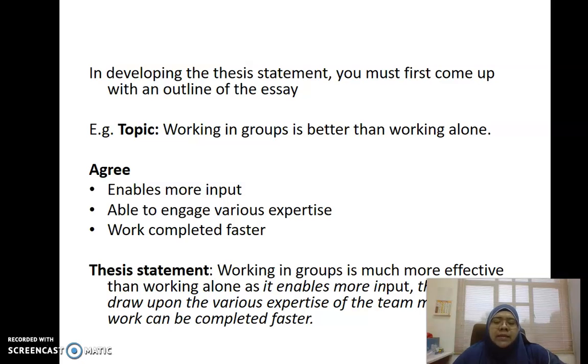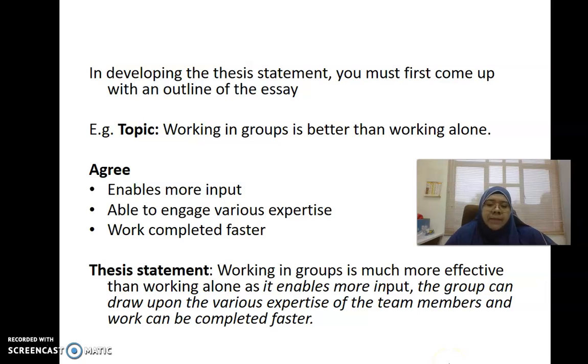For other examples, in developing the thesis statement, you must first come up with an outline of the essay. You need to know the content, I mean the points. For example, the topic: working in a group is better than working alone. If you agree with the topic, you need to come up with the points: it enables more input, it engages various expertise, and work will be completed faster. So these are the 3 points showing that you agree that working in groups is better than working alone.